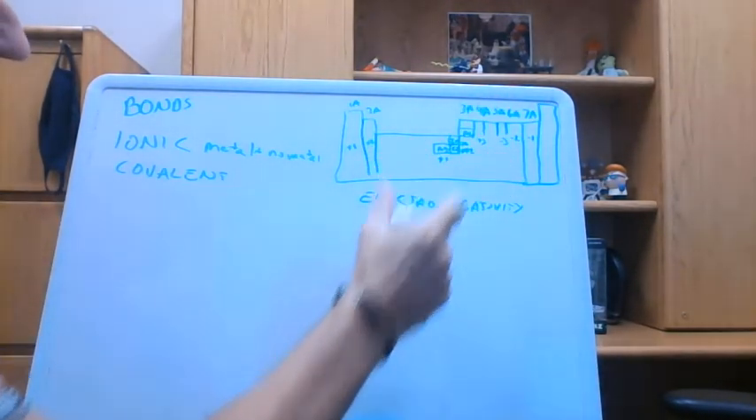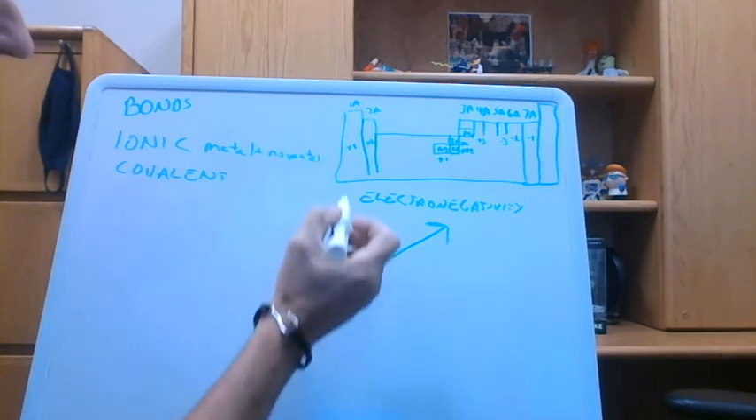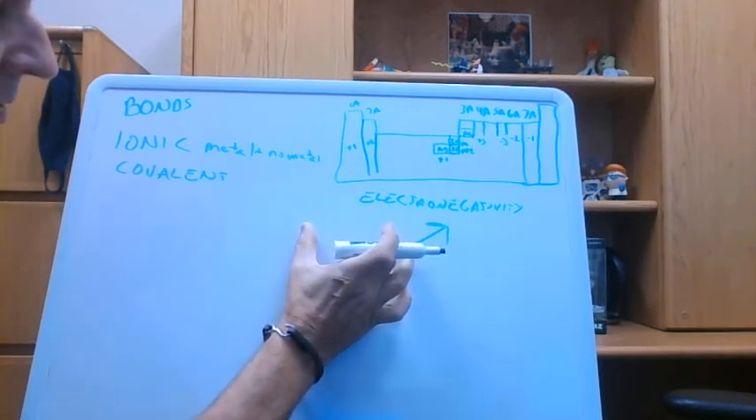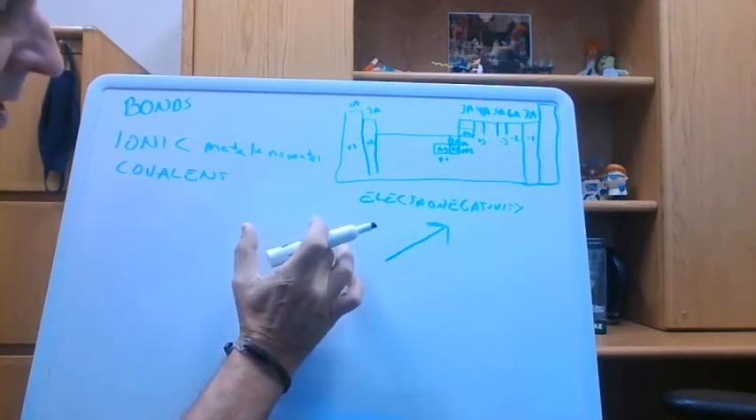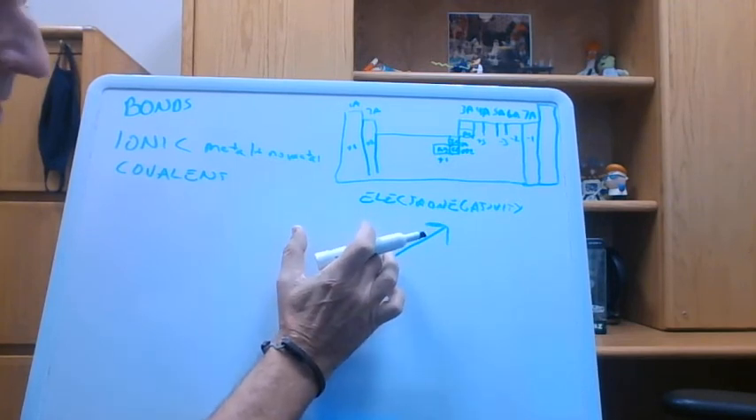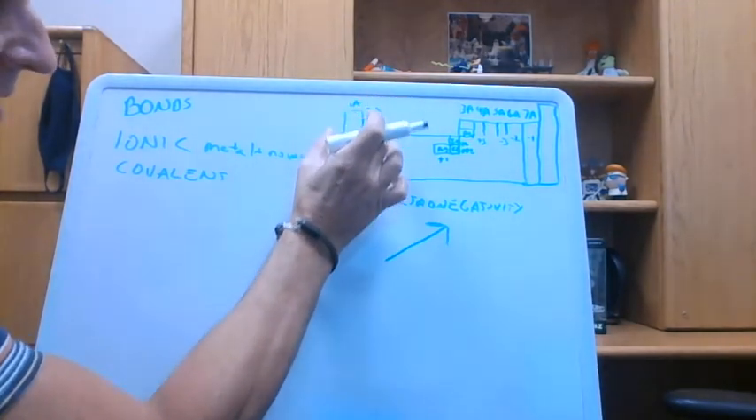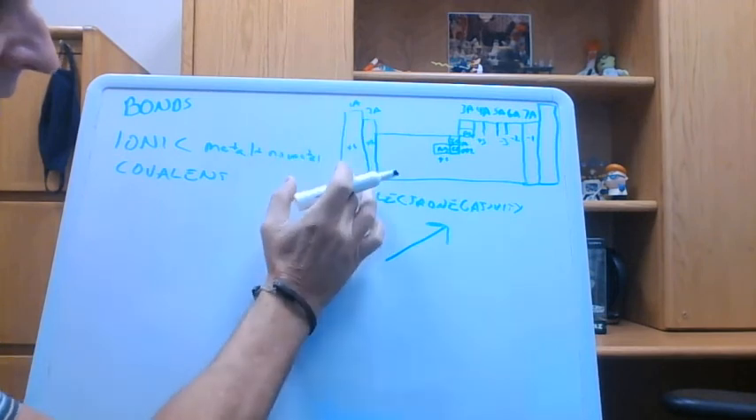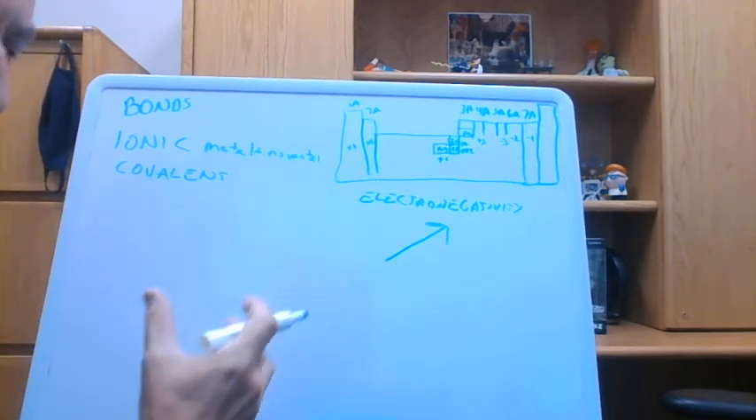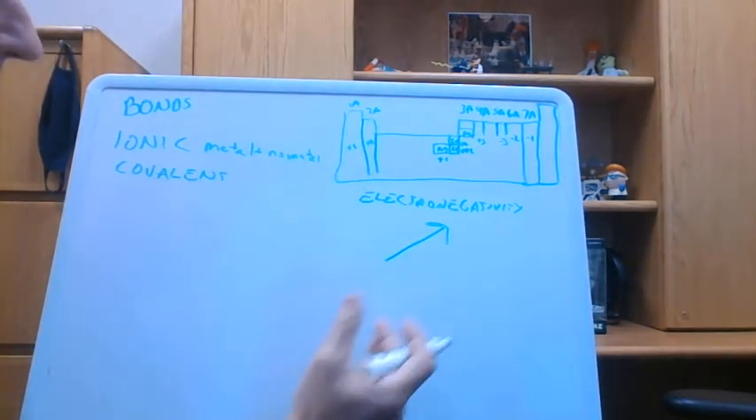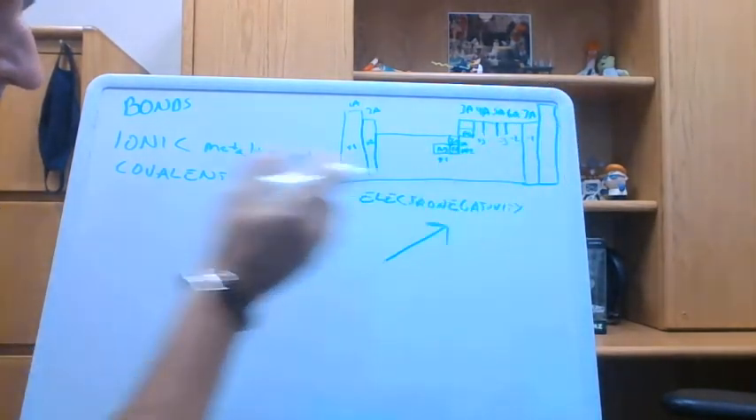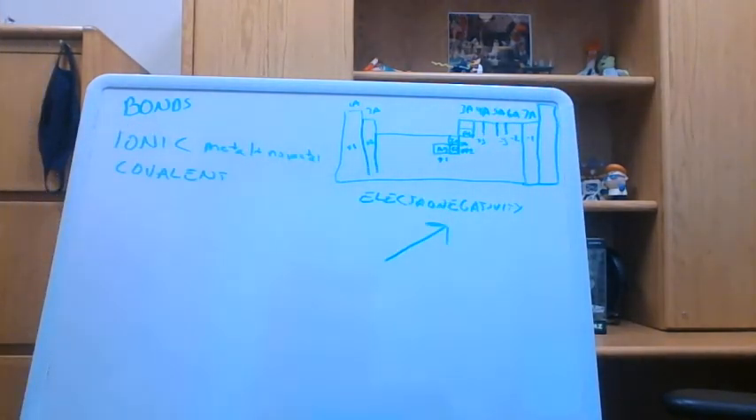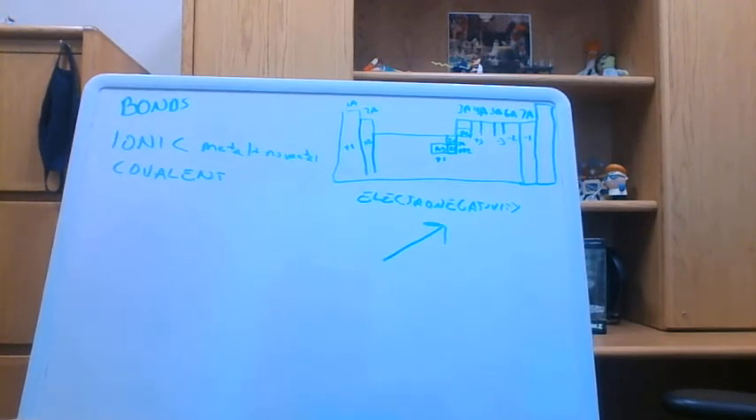So the greater the difference in electronegativity between the two atoms forming a bond, the more likely one is to transfer the electrons to the other. So things on this side, these metals, have low electronegativity, so they're not holding on to that electron very tightly. Non-metals over here tend to have high electronegativities, so they can actually pull that electron away from the metal, and then you end up with a positive charge and a negative charge.